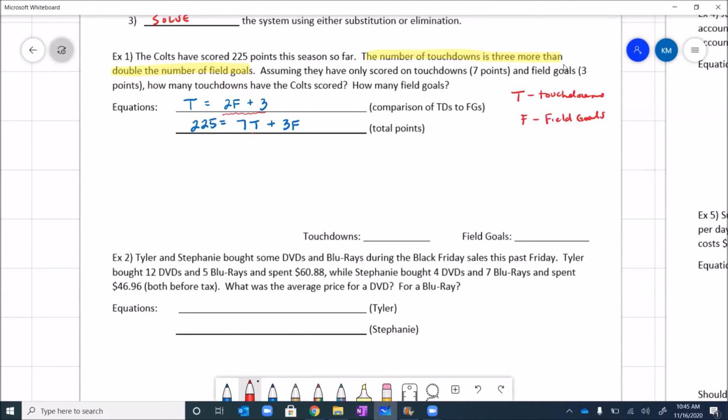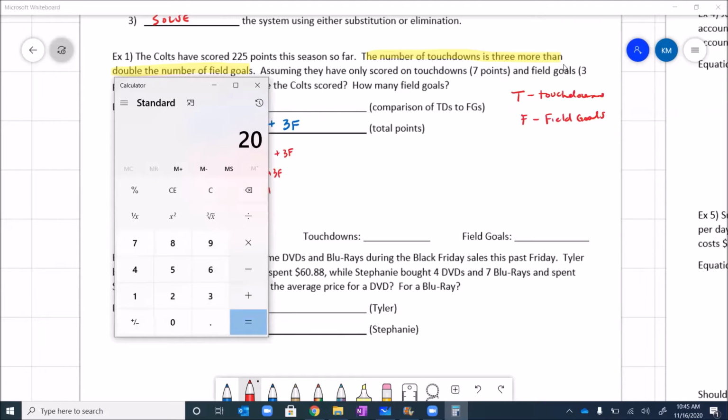So in our second equation, instead of using T, I'm going to use 2f plus 3. So 225 equals 7, and then I'm going to substitute 2f plus 3 in for T, plus 3f. All right, so 225 equals 14f plus 21 plus 3f. Combine my like terms, 225 equals 17f plus 21. Subtract 21 from both sides. And I have 17f equals 204. See if that goes divided evenly. I'm sure it does. 17, and that's 12. Great. That's nice.